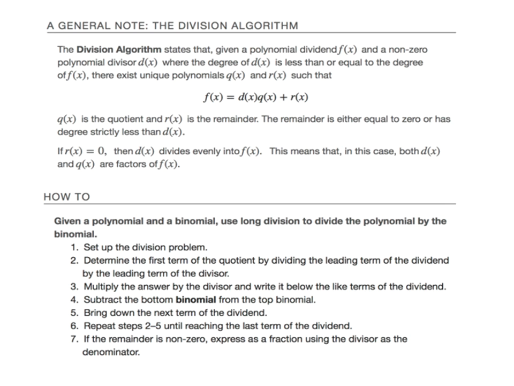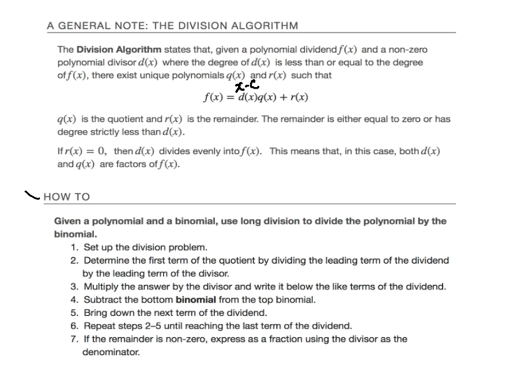Okay, so a general note about the division algorithm. This is just stating that your dividend polynomial, which is f of x, is equal to a non-zero divisor, and that divisor is in the form of, and we'll learn more about this in a moment, x minus c. It's some linear factor multiplied by your quotient polynomial, q of x, plus your remainder polynomial, r of x.